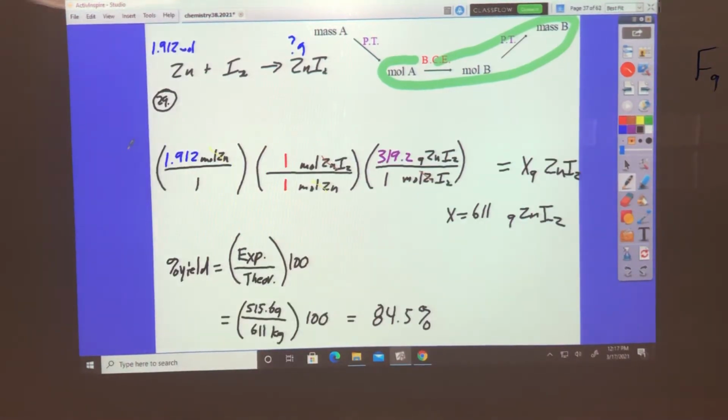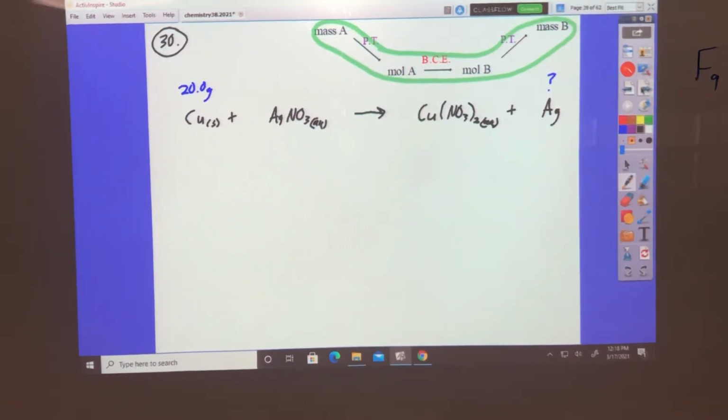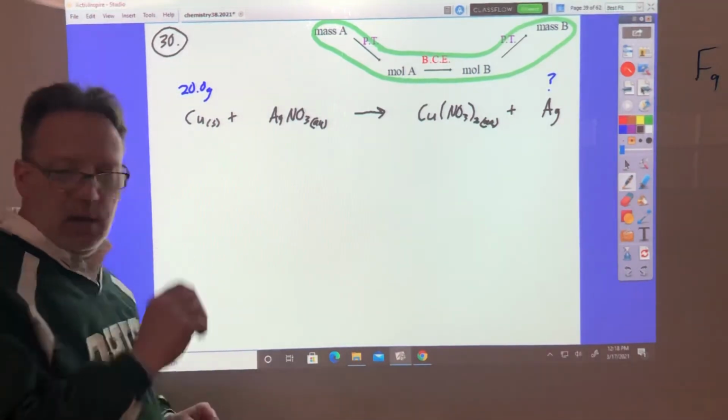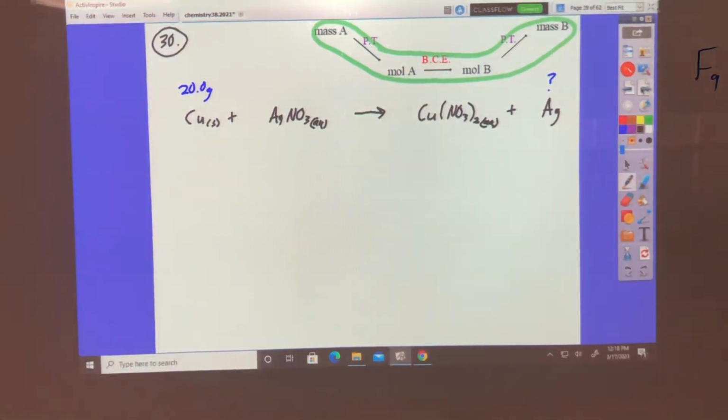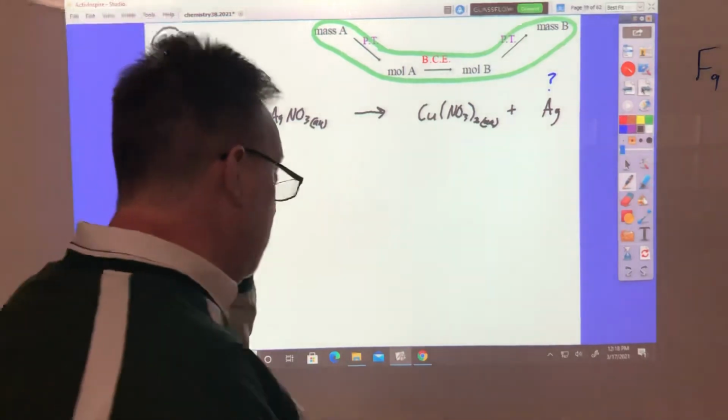Okay, let's go on to number 30. When copper wire is placed into silver nitrate solution, silver crystals and copper 2 nitrate solution form. Write a balanced chemical equation for the reaction. I put my subscripts in here even though you really could get by without them. You don't have to pay much attention to this.